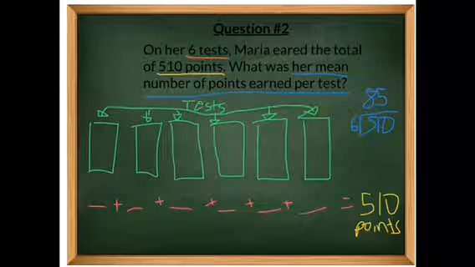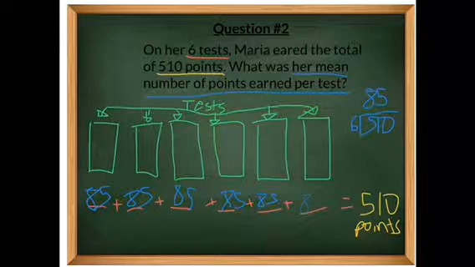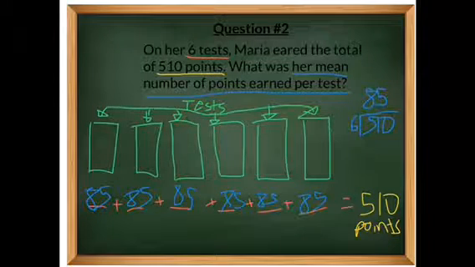I got the answer of 85. 510 divided by 6 equals 85. So that is going to be our missing number for all of these. 85 plus 85 plus 85 plus 85 plus 85 plus 85 equals 510. Or we could do 85 times 6 equals 510. Now we're going to ask ourselves, does this make sense? Yeah, it does make sense, because the test could be 85 points.